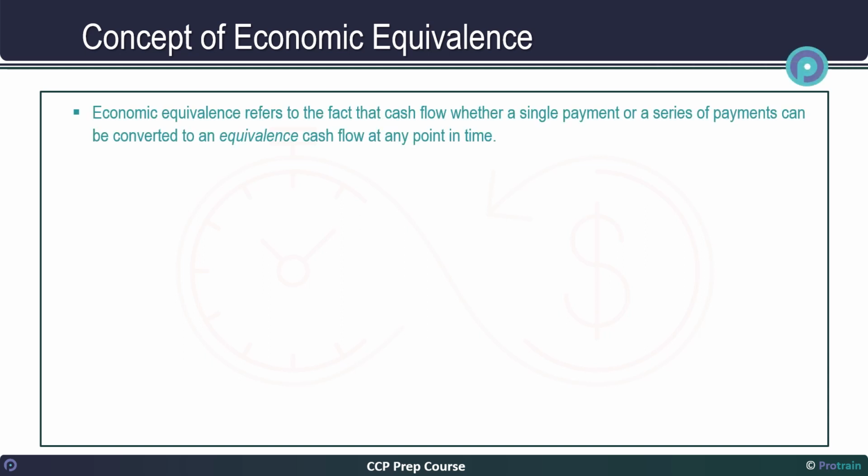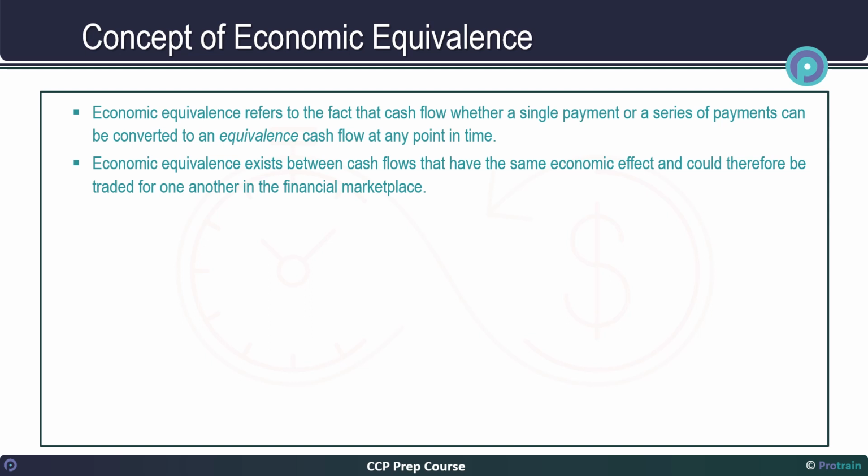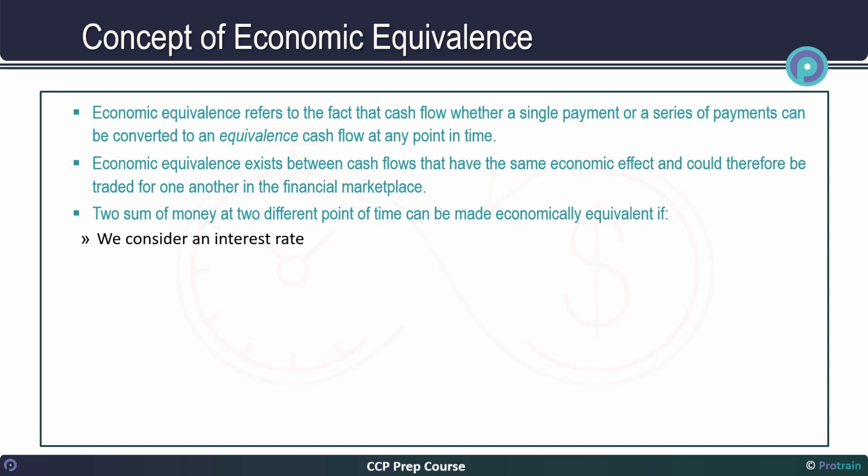Economic equivalence refers to the fact that a cash flow, whether a single payment or a series of payments, can be converted to an equivalent cash flow at any point in time. Economic equivalence exists between cash flows that have the same economic effect and could therefore be traded for one another in the financial marketplace. Two sums of money at two different points of time can be made economically equivalent if we consider an interest rate and the number of time periods between the two sums.